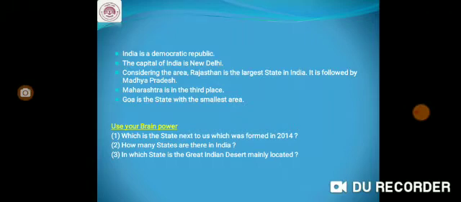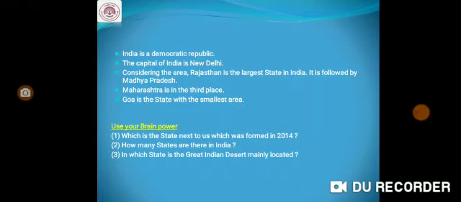India is a democratic republic. Okay. The capital of India is New Delhi. Considering the area, Rajasthan is the largest state in India. That we've already found out. It is followed by Madhya Pradesh, and then Maharashtra is in the third place. So which is the largest state in India? It is Rajasthan, followed by Madhya Pradesh and Maharashtra. Our state is at the third rank.